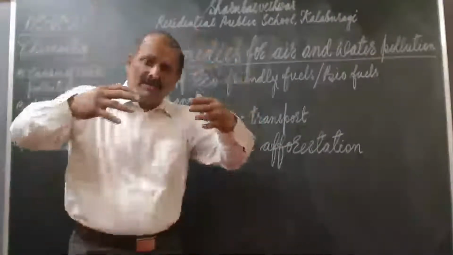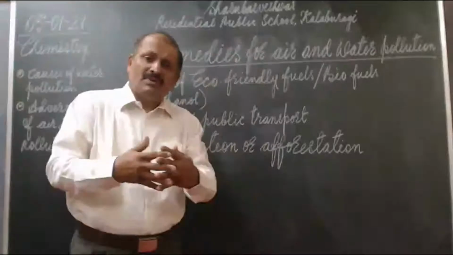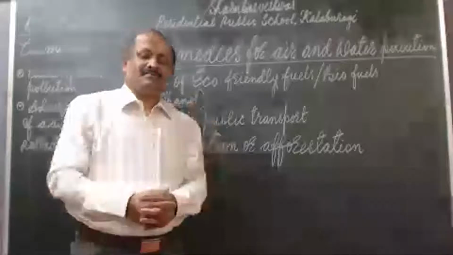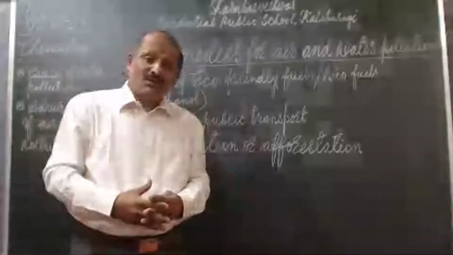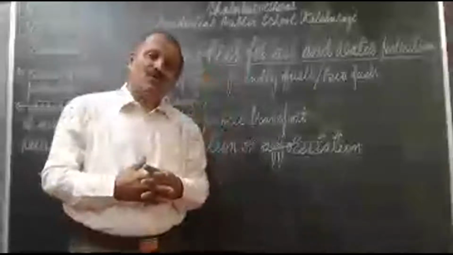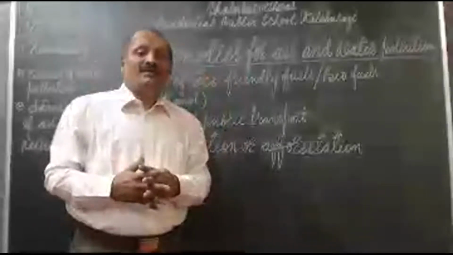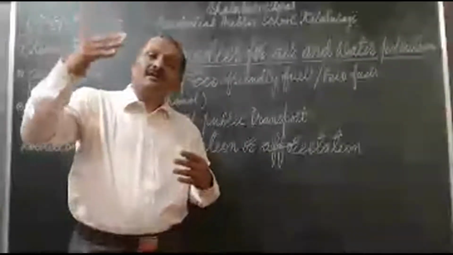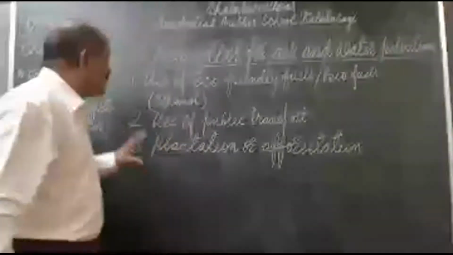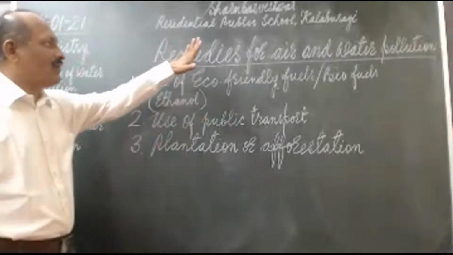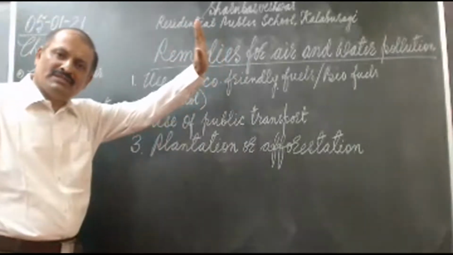All the clouds which are moving full of rain, let them rain here only. That should be our motto, and this is the connection between the sky and the earth. This is the relation between the atmosphere and the lithosphere. So here plantation or afforestation is one of the remedies for air pollution or water pollution.